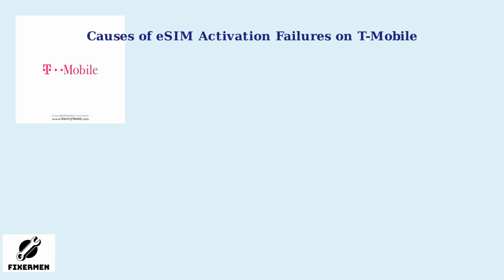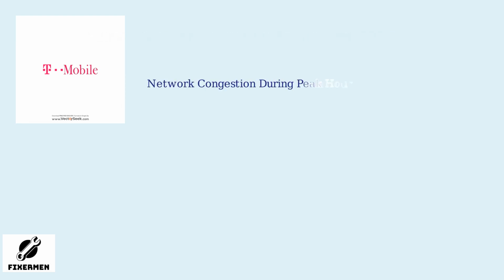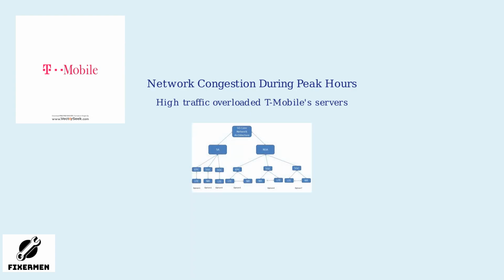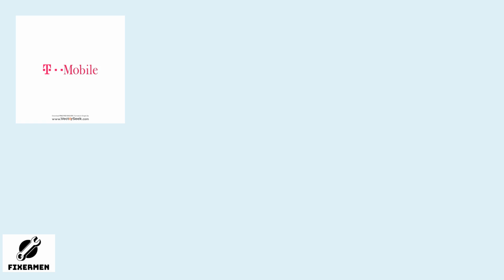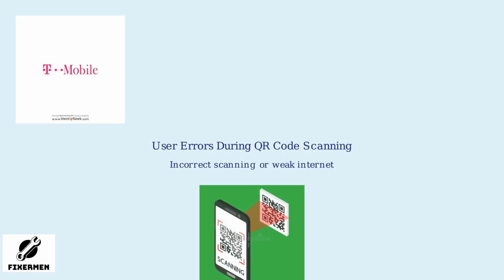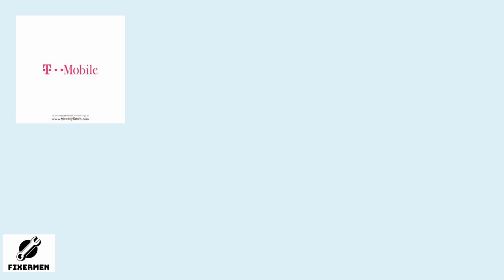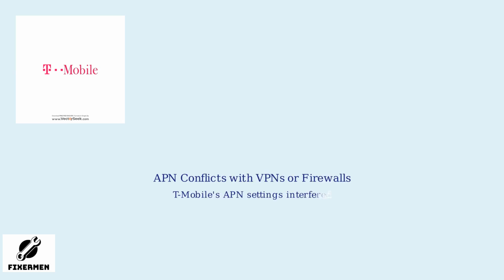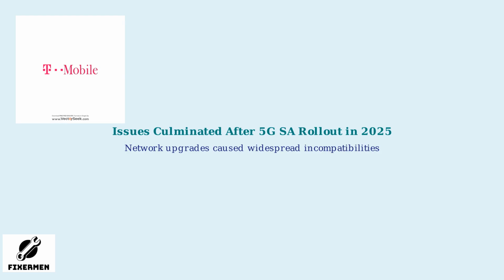Several factors contributed to eSIM activation failures on T-Mobile before the 2026 fix. First, network congestion during peak hours overloaded T-Mobile's servers, making it difficult to process activation requests. Second, outdated device firmware caused incompatibilities with T-Mobile's systems, leading to failed activations. Third, user errors during QR code scanning, such as poor internet or incorrect entry, prevented successful activation. Fourth, access point name conflicts with VPNs or firewalls interfered with T-Mobile's eSIM setup. These issues culminated after the 5G standalone rollout in 2025, which introduced new network complexities.